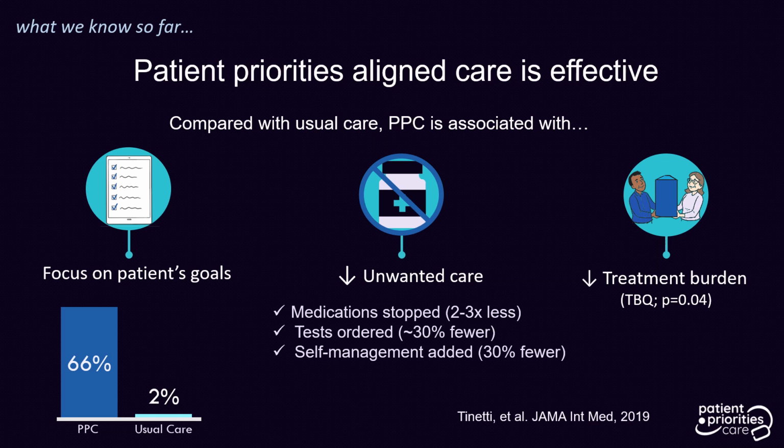But importantly, it's not just about taking away unwanted care. It also means providing care that is wanted if it's going to help accomplish people's goals. In a recently reported study, the Baylor Patient Priorities Care Group at the Houston VA found that self-management tasks, healthcare visits, and community services were added because they helped people achieve their goals. Patient Priorities Care works.